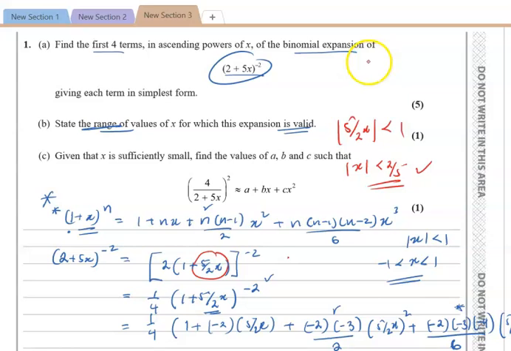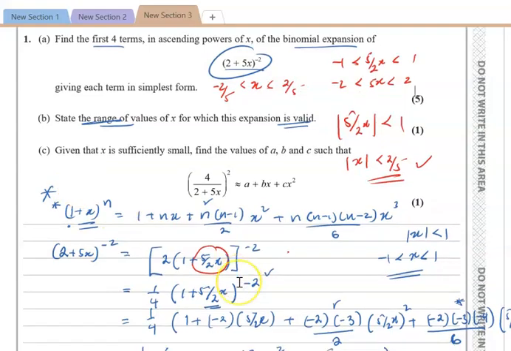Or you can think of it as 5 over 2 x being between -1 and 1, multiply by 2, and then divide by 5. So multiply by 2, you get -2 and 2, then divide by 5. So your x is between -2 over 5 and 2 over 5.